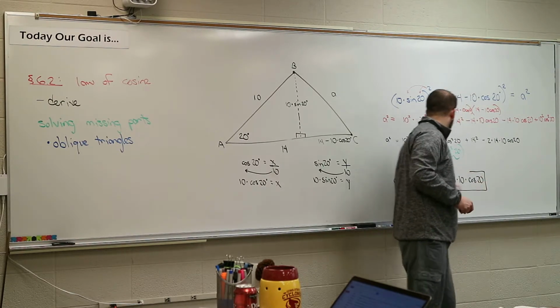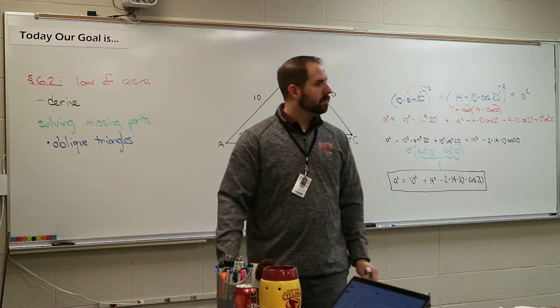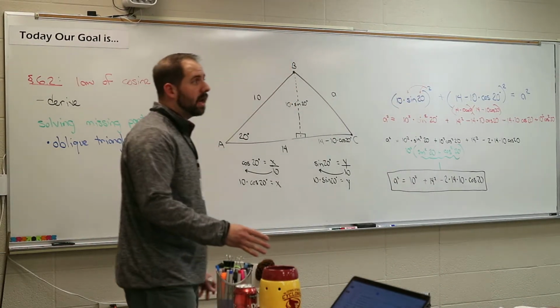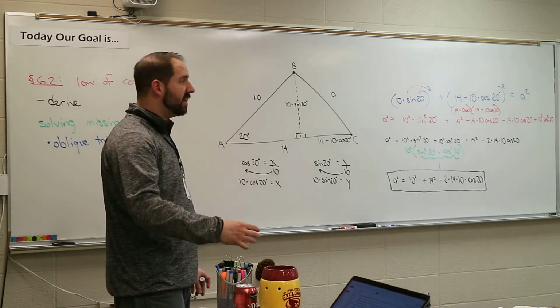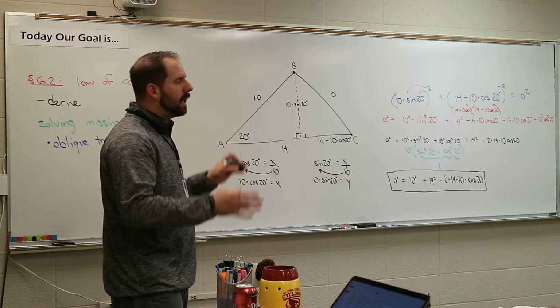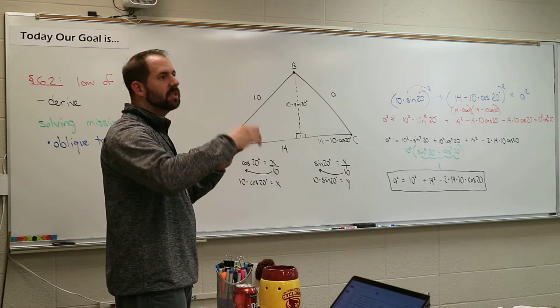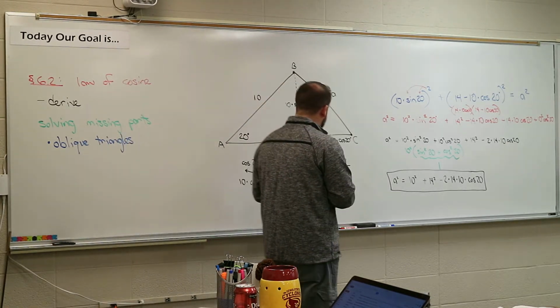This part right here is the generic formula for the law of cosine. It's big. It's way bigger than the law of sine. It is a very large formula, but once you see how to use it... This is the formula with the 10s and 14s from the picture plugged in. Okay, so let me show you how it works.